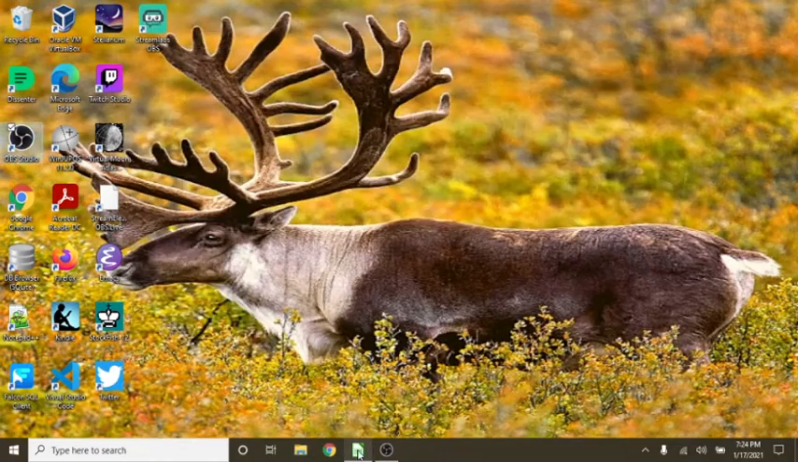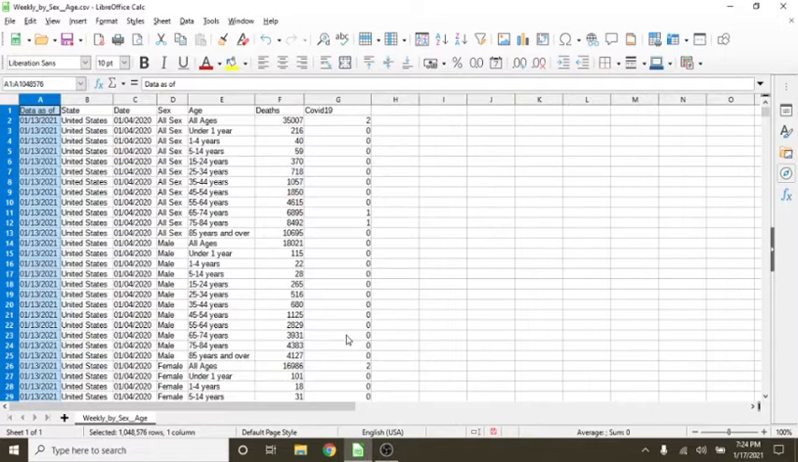I'm starting to take my first look at the latest COVID-19 total deaths data from the CDC, the Center for Disease Control and Prevention. This first data set compares deaths to COVID-19 deaths by all sex, male, female, and also by various age groups.